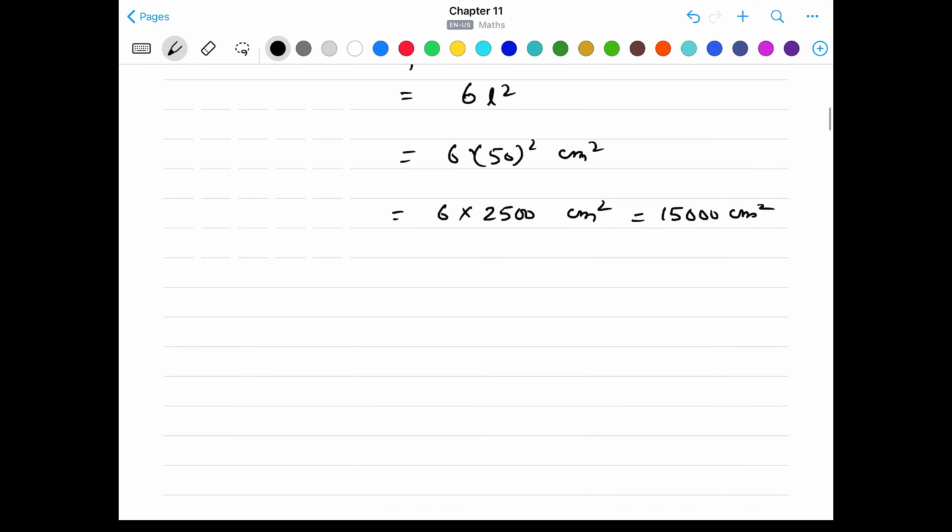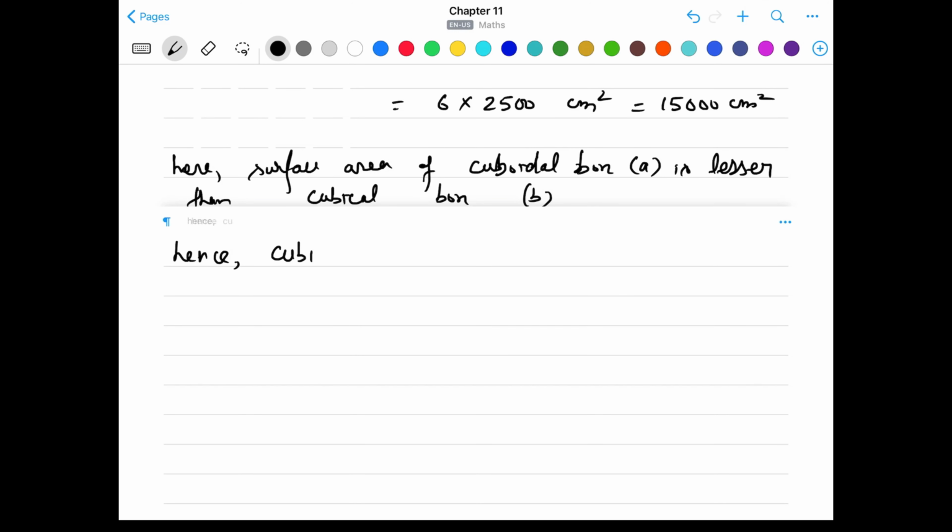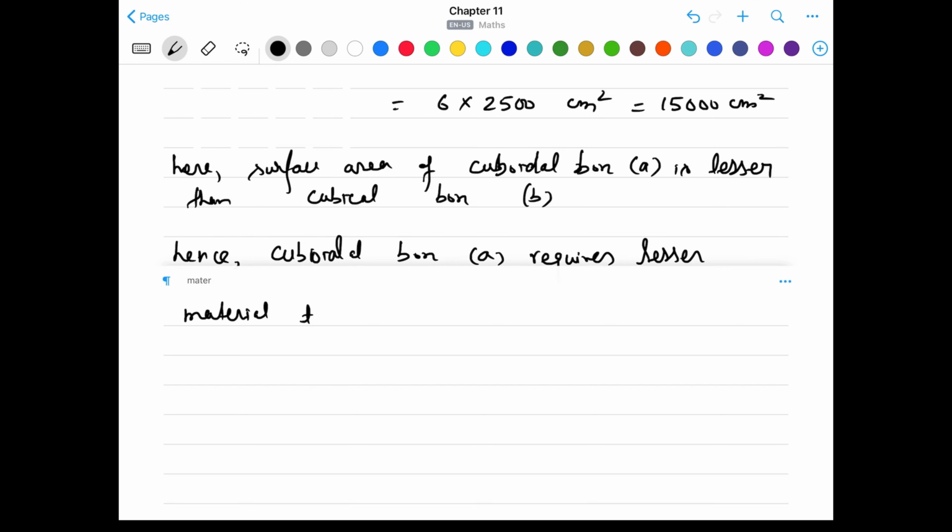So we'll write here: surface area of cuboidal box A is lesser than cubical box B. Hence, cuboidal box A requires lesser material to make.